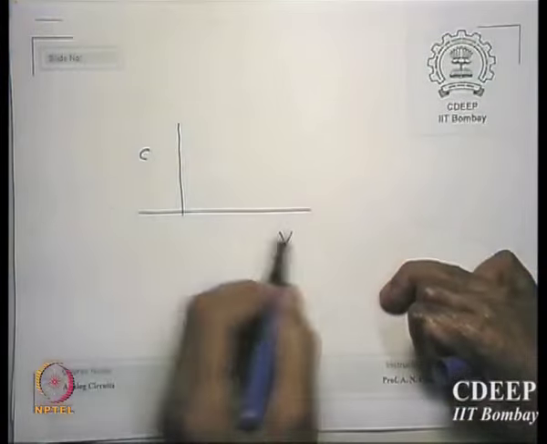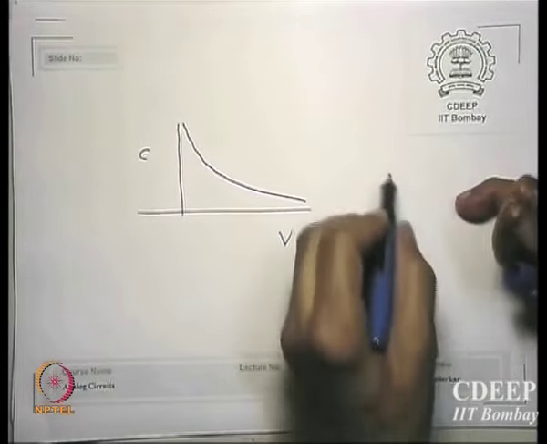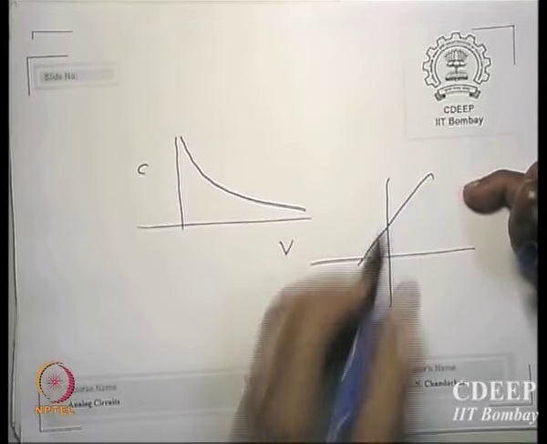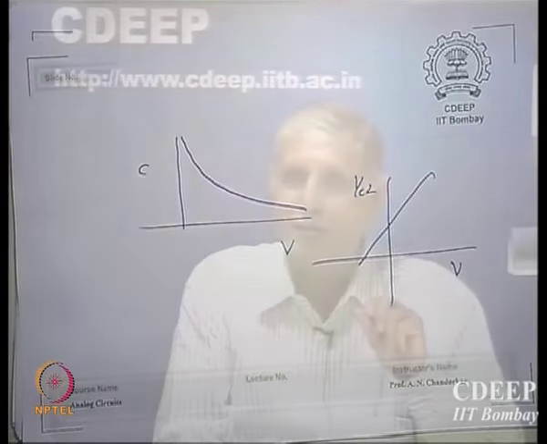What happens? We take a C versus V characteristic. Whose characteristic is this? Or we take its equivalent, 1 upon C square V. A diode. Okay, so if a diode is reverse biased, it acts like a variable capacitor. So if I have R and a variable capacitor there, the only guarantee is that you should at least have a small capacitance already existing and add to this variable capacitor.